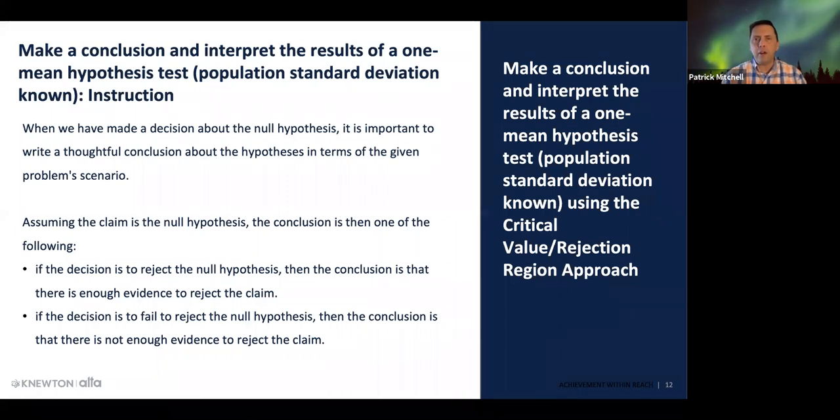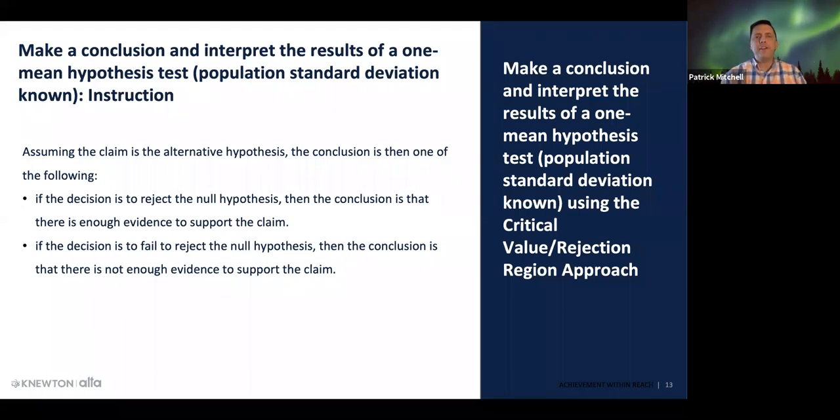The prosecutor has to prove that the defendant is guilty, and either they succeed in doing that or they don't. All right, so the case where they don't succeed in doing that is failing to reject the null hypothesis. There is not enough evidence to reject the claim. And in that analogy, the claim is that the defendant is innocent.